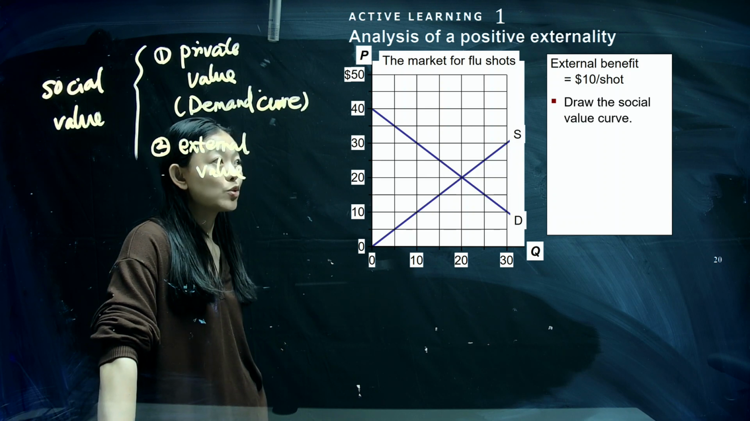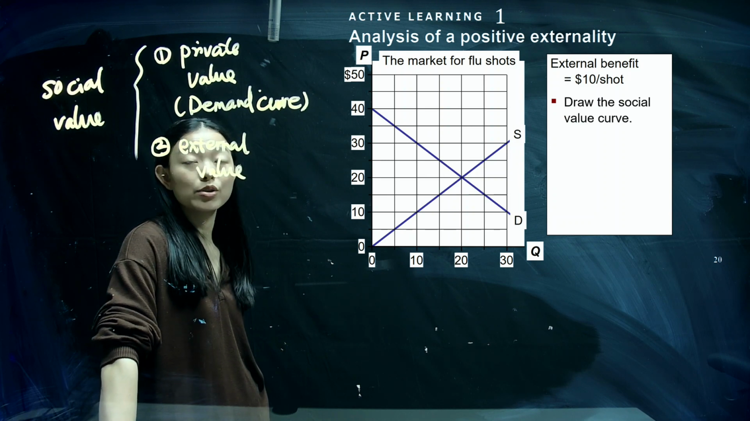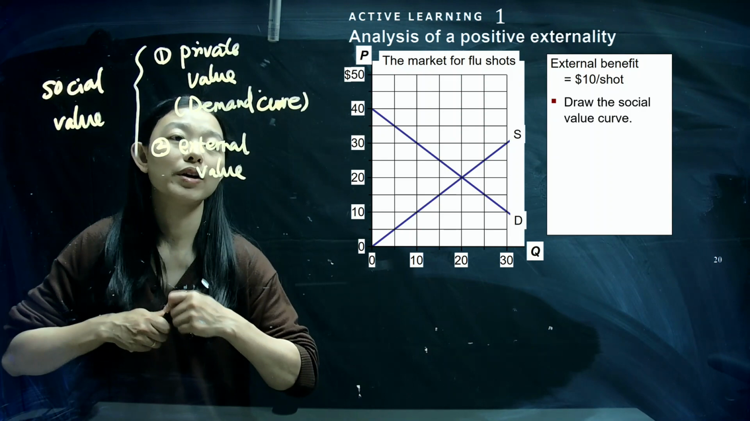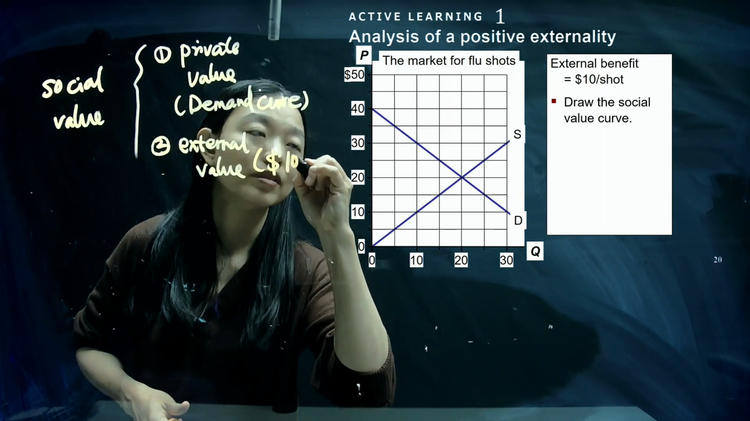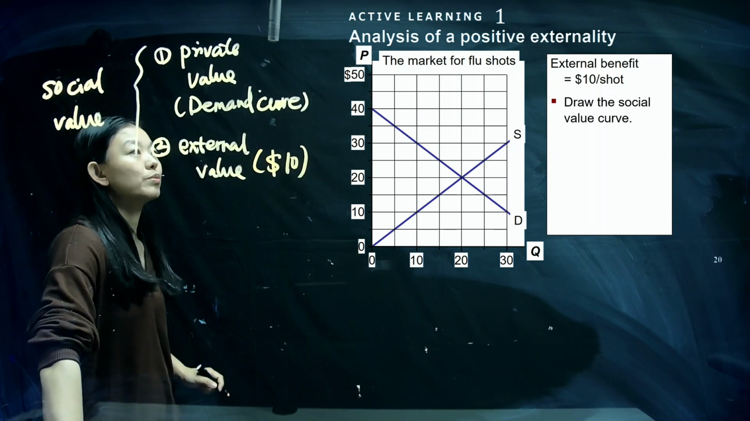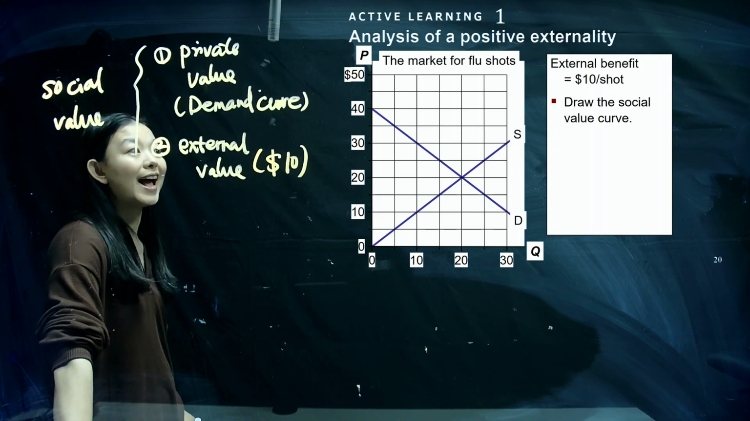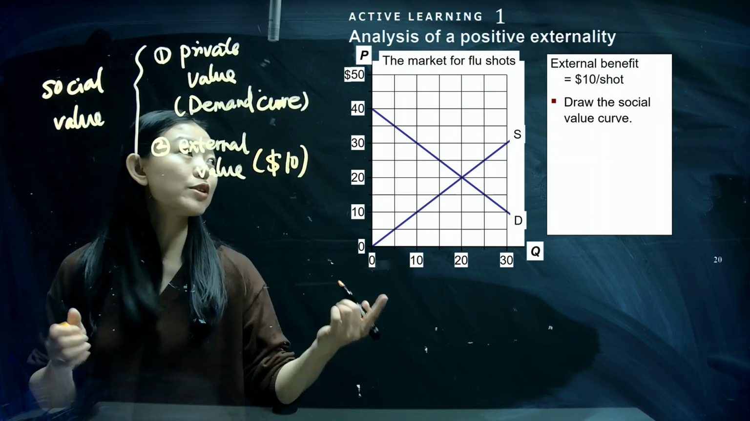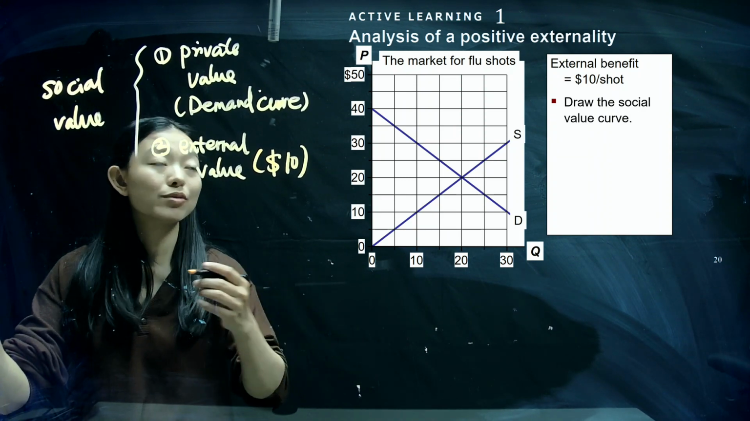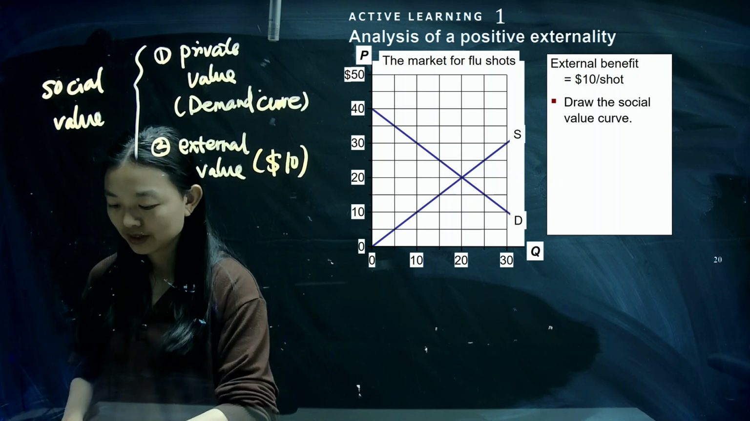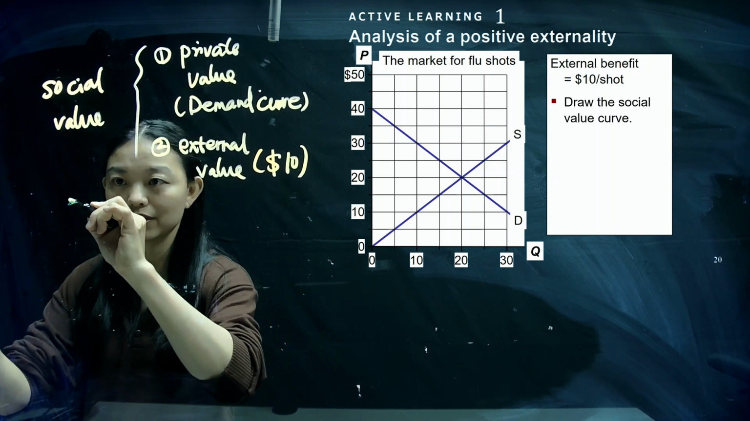The external benefit will be $10 per shorts. This is what we assume. Here we have $10 per short as our external value. So the first one asks you to draw a social value curve. Let me first draw demand and supply curve here.